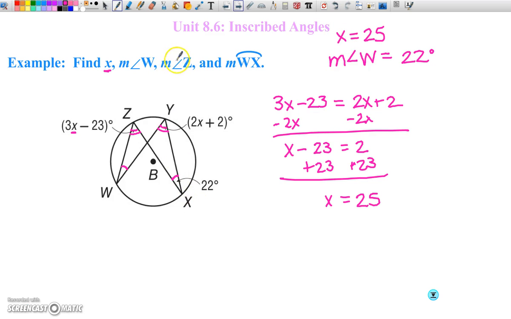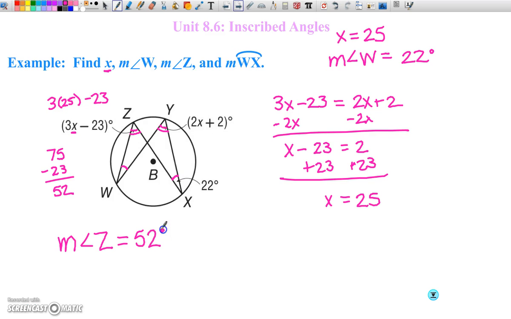The measure of angle Z is a matter of just plugging x in. So we do 3 times 25 minus 23. So we get 75 minus 23, which is 52. So the measure of angle Z is 52 degrees.